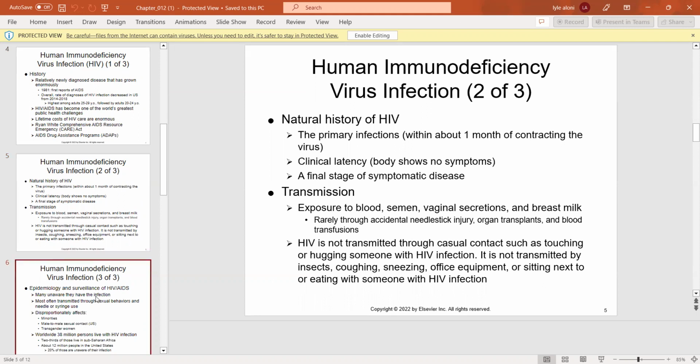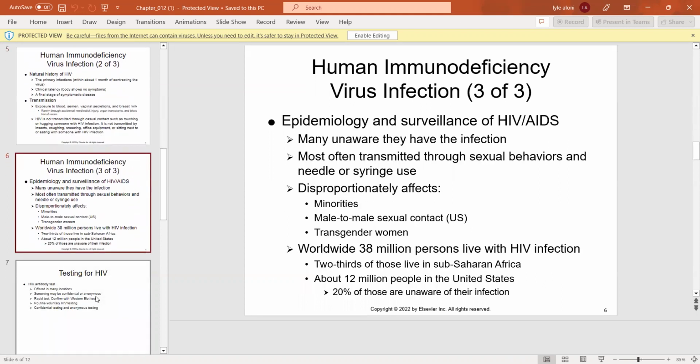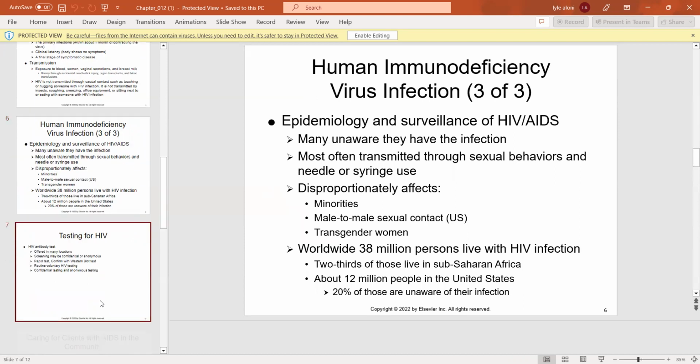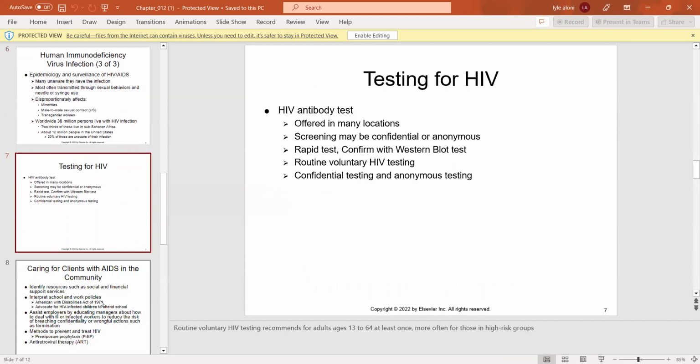HIV, when we look at our surveillance and our epidemiology of it, some are unaware, some are transmitted through sexual behaviors or needle or syringe use. So it's going to affect high rates on minorities, male-to-male sexual contacts, and transgender women. When we're testing for HIV, we offer screening in many locations. We have a rapid test. We have a routine voluntary HIV test and things like that.